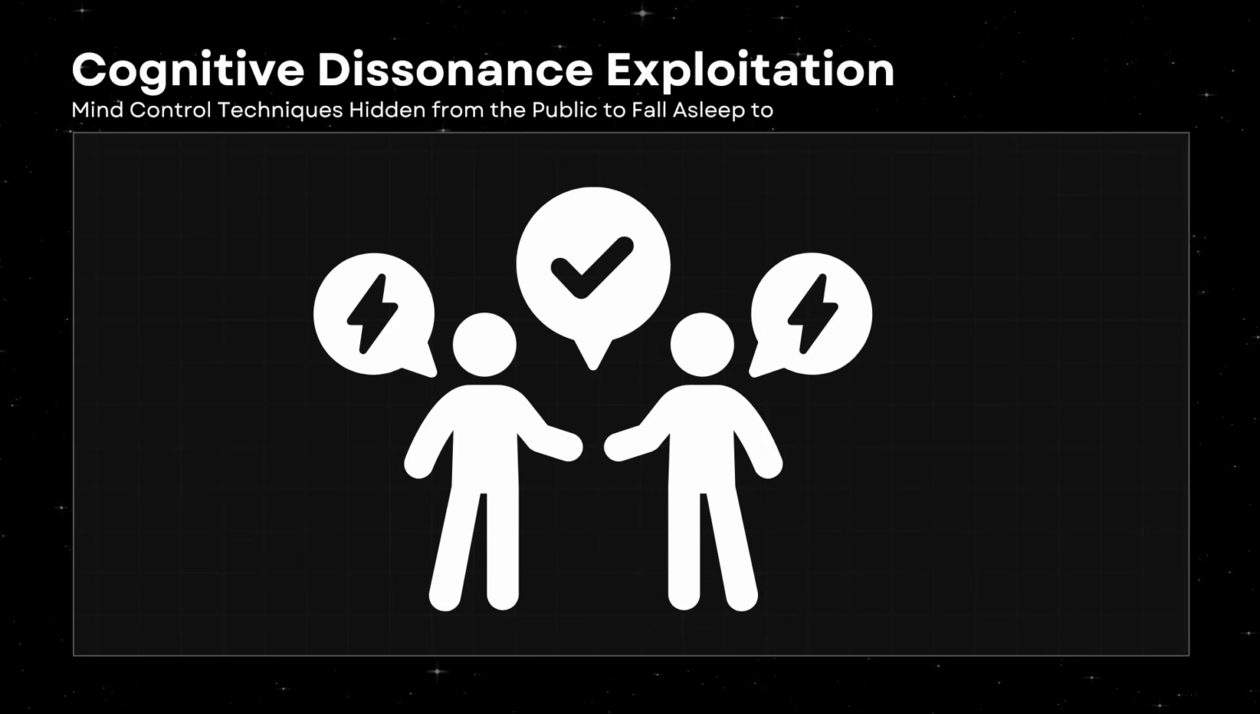Marketing uses this tactic too. An ad may say, "Be unique, be yourself," while showing a product used by millions. The viewer wants to be unique, but also wants to belong. The solution is to buy the product, which is framed as both personal and popular. The contradiction is hidden behind style. The purchase eases the discomfort between standing out and fitting in.